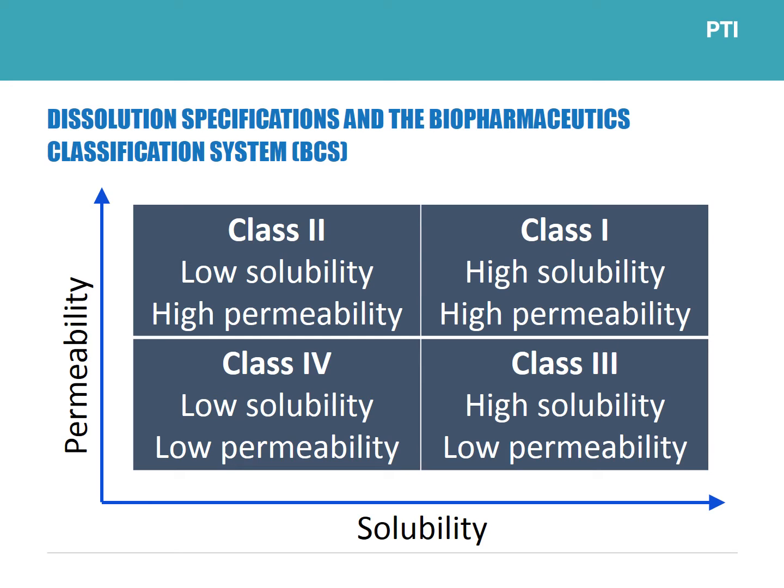Classes 3 and 4 have low permeability, so their rate of absorption in the body is generally slower than those with high permeability. And that's important because where we see dissolution as the rate limiting step to drug uptake, then obviously the in vitro dissolution test might correlate in some way with the rate of uptake of the drug in the body. But where permeability is the rate limiting step, we may well not see any such correlation.